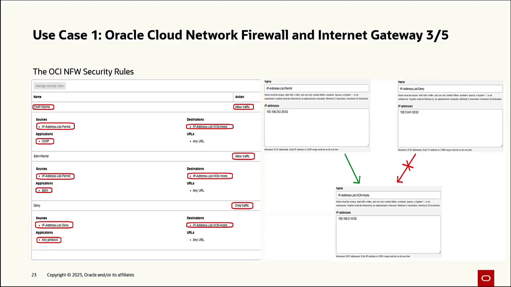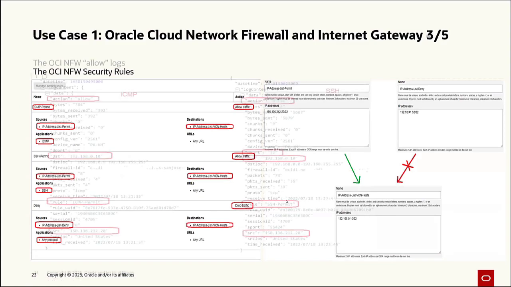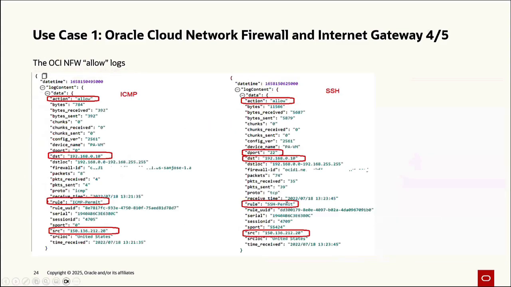The network firewall has a very powerful system log where we can find a lot of useful information. Let's see it in action. We have generated some traffic from 150 and from 192, and let's see how this is looking.